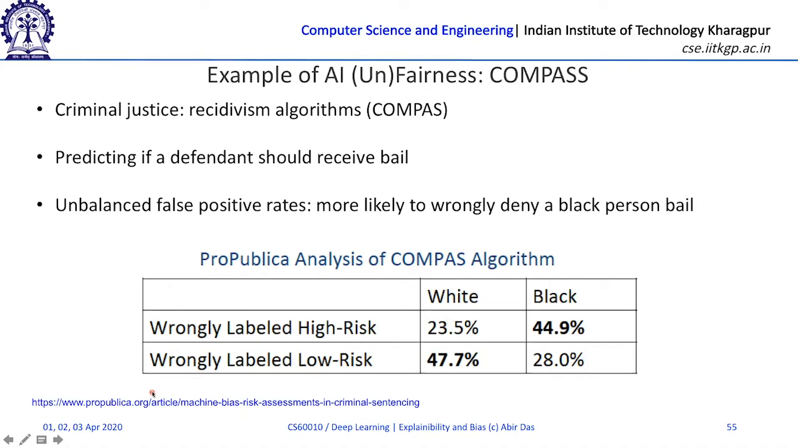But the ProPublica article revealed that it is more likely to wrongly deny a black person bail. Wrongly labeled as high risk, these black persons, it is almost 45%, and this is 23% for the white. While wrongly labeled as low risk, for the whites who were allowed bail, 47.7% of such persons who received bail committed crime again. But out of the black persons who received bail, only 28% actually committed. So this is actually discriminating against black persons, and it depends on the data. Probably the data that they had trained the algorithm on was not covering all scenarios. So this caused a pretty big stir in the fairness community.